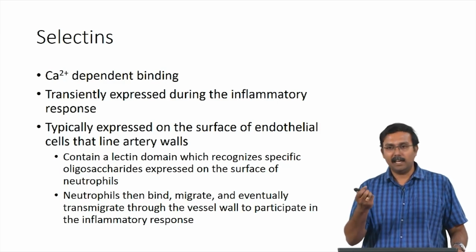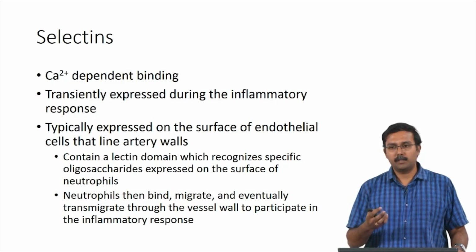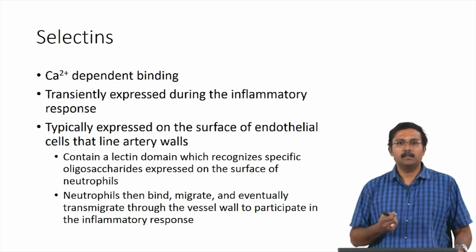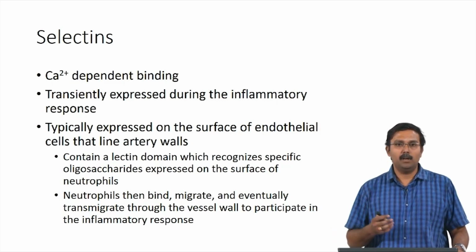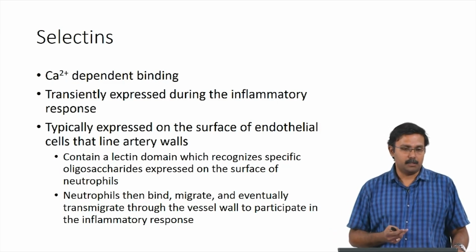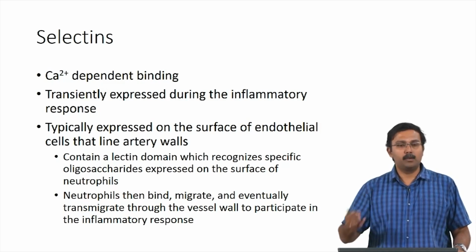Thereby they can attract neutrophils when there is an inflammation, right. So, this is overexpressed only at that point. The neutrophils will bind, migrate and eventually transmigrate through the vessel wall to participate in the inflammatory response. So, that is where selectins play a crucial role.